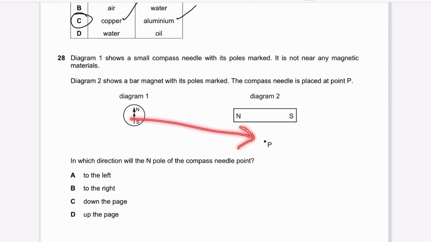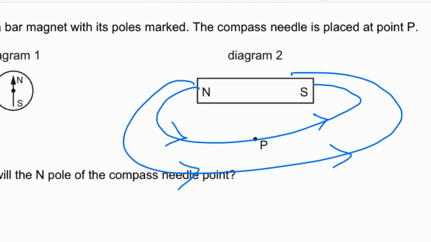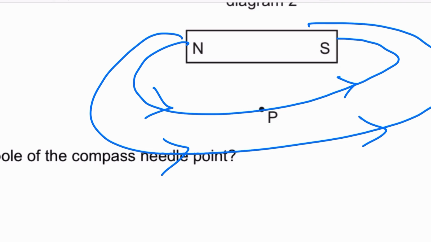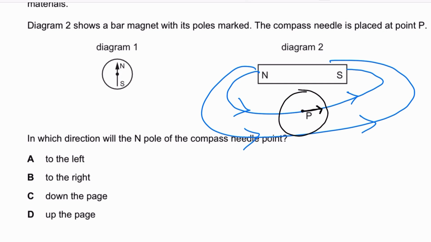Now if we place this here, which direction would the north pole of the compass needle point? It will point to the right. Why? Because let me just draw this. We have magnetic field from north to south, right? North to south. Now if you place a magnet here, usually if there was no magnet, the north pole would be up. However, since we have a magnet and north to south poles towards the right direction, the needle will point towards the right direction too. It will move along with the magnetic field. The compass needle always moves in the direction of the magnetic field. And since this is the direction of the magnetic field, the answer will be B, to the right.